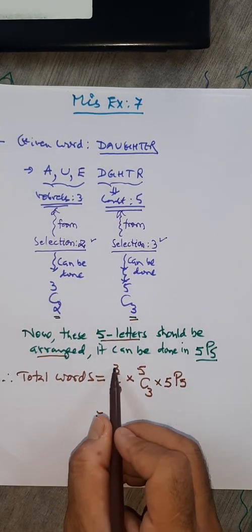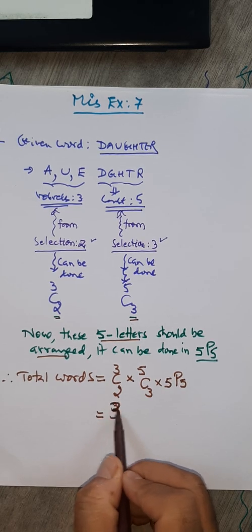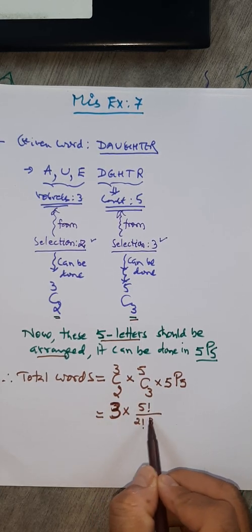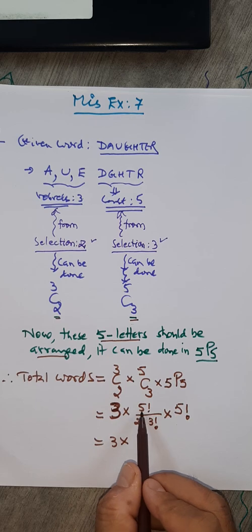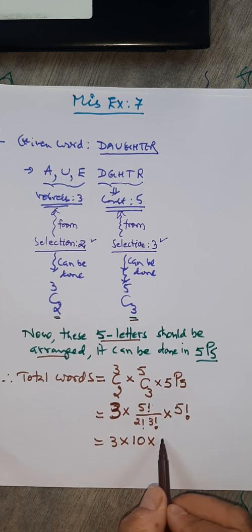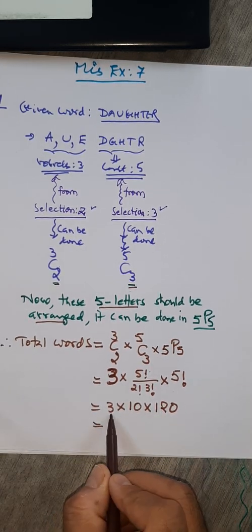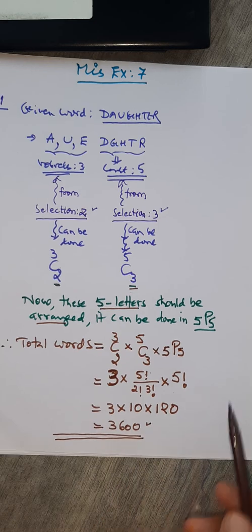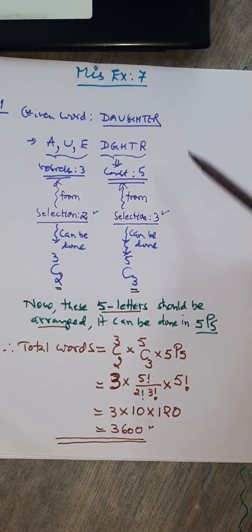Right? Now we just need to simplify. 3C2, if you remember, is the same as 3C1, which is 3. So you can just verify this is 3. What about this? This is 5 factorial upon 5 minus 3, 2 factorial into 3 factorial. You know 5P5 is always 5 factorial. Okay. So 3 into 5 into 4, 3 factorial will get cancelled. 5 into 4 by 2, which is 10. 5 factorial is 120, a very standard small value. So you will get 3600. This many words can be formed, consisting of 2 vowels and 3 consonants out of the letters of the word daughter.